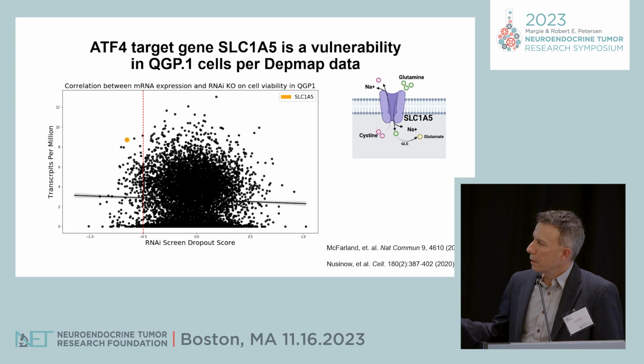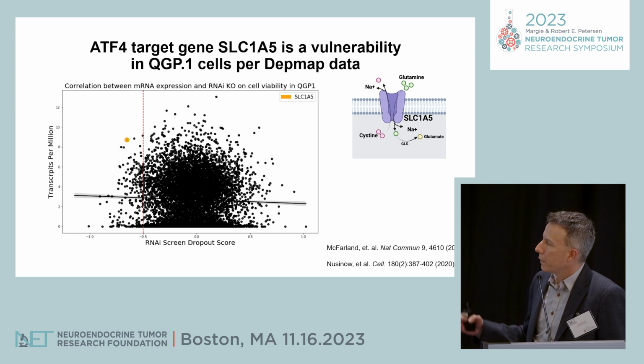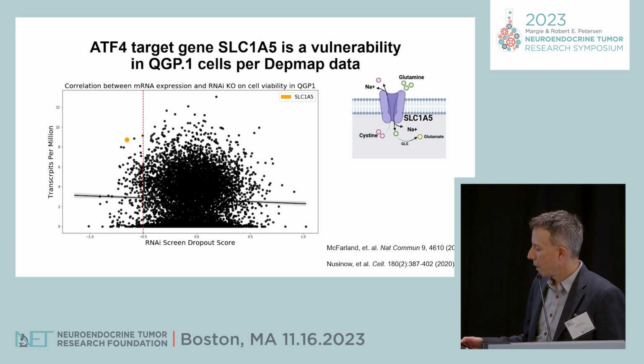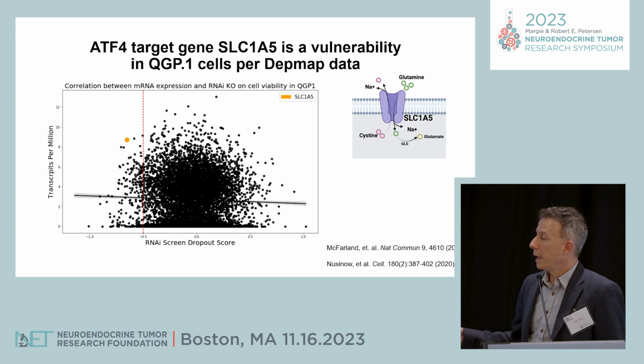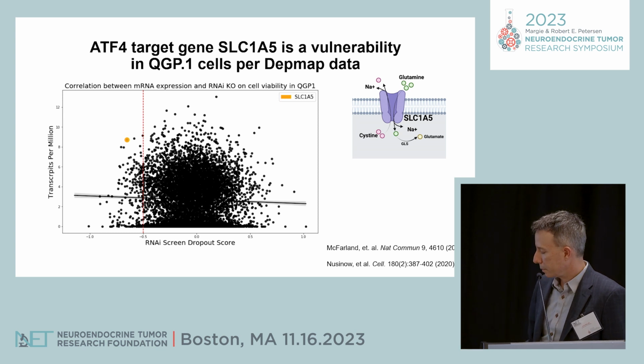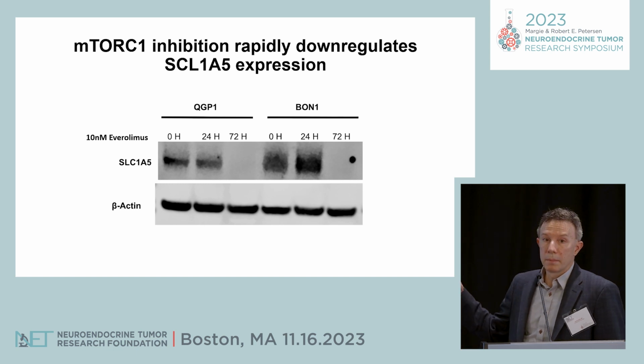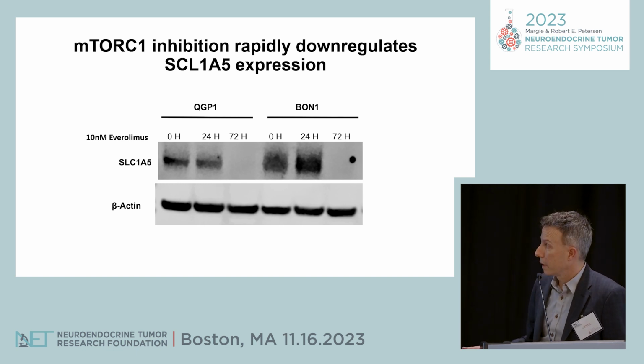Then trying to understand targets of ATF4 that might be relevant to PanNETs, we revisited published data from the dependency map and mined it for targets that are both highly upregulated in QGP1 and that show when you knock them down, you have a big effect on cell viability. And one of the top targets that we mined out of that is SLC1A5, which is the predominant glutamine transporter in most cells. And also, it is known to be a target of ATF4.